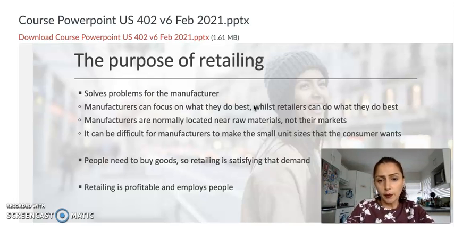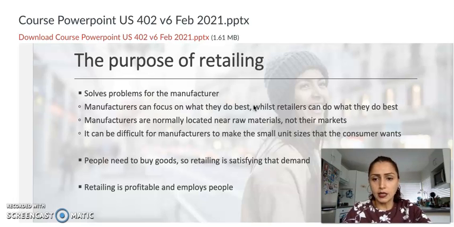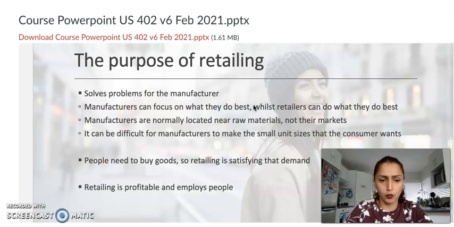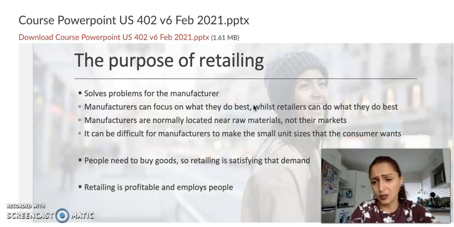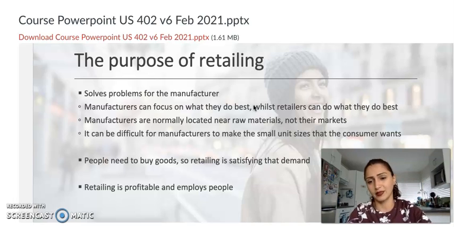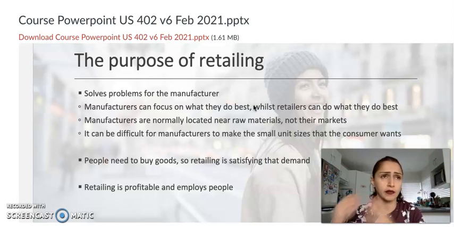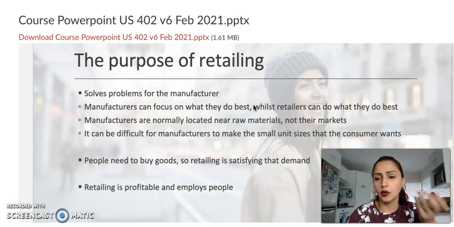It can be difficult for manufacturers to make the small unit sizes that the consumer wants. So again, we've talked about that. They want to make big quantities, and therefore they need the retailers to distribute smaller quantities. People need to buy goods, so retailing is satisfying that demand. And they can't go to the plant. It's usually somewhere out there in rural areas or industrial areas, whereas retailers are concentrated in populated areas, either in the suburbs or in towns. They're not in places where there are only a few people around.